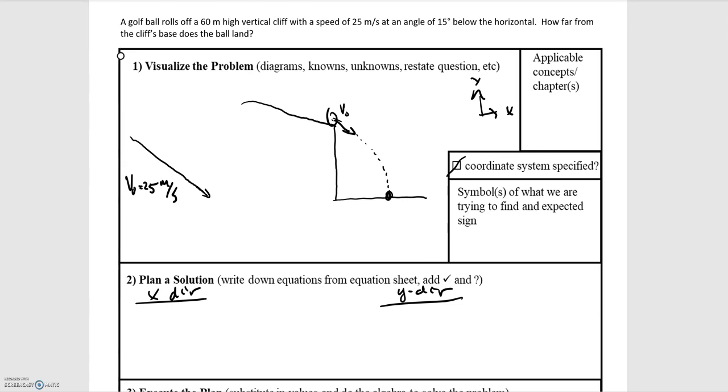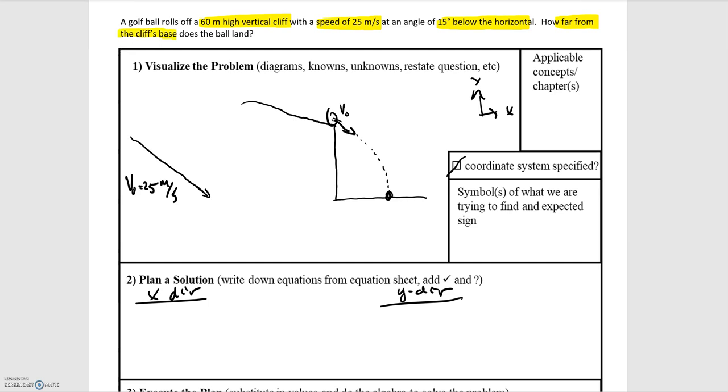So in this video, we'll be looking at the example of a golf ball rolling off a cliff at an angle. The problem says that the ball rolls off a 60-meter high vertical cliff, and it has a speed of 25 meters per second. So that's our initial velocity. It's rolling off the cliff at an angle of 15 degrees below the horizontal. And then we're asked how far from the cliff's base does the ball land? So we're looking for a distance.